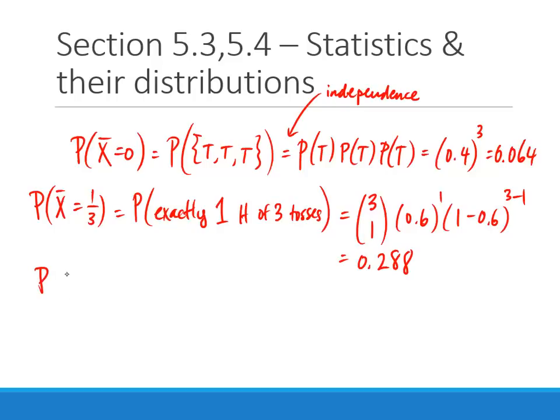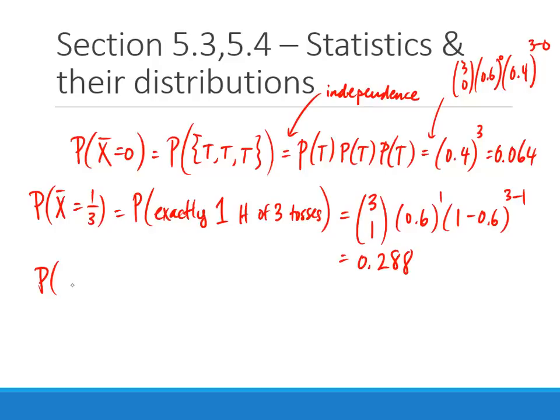Okay, so similarly, and just to note, we could have done that for the first part too. This is also equal to 3 choose 0 times 0.6 to the 0 times 0.4 to the 3 minus 0. So that will give you the same thing up there. We can see now that the sample mean is going to follow a binomial distribution.